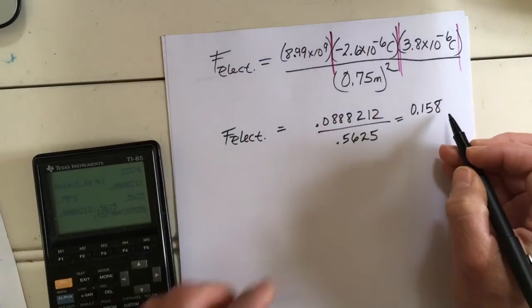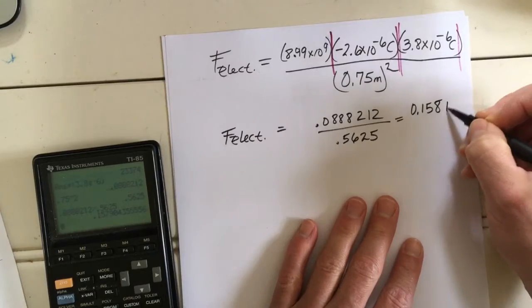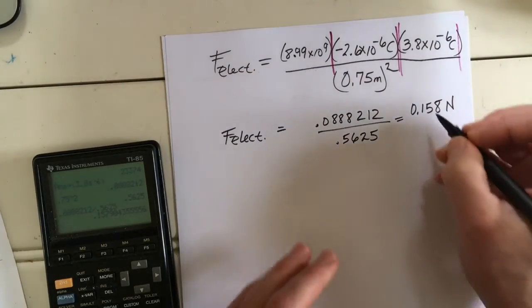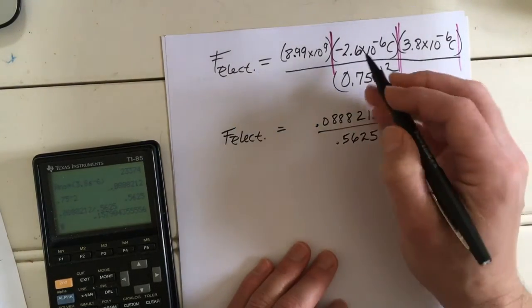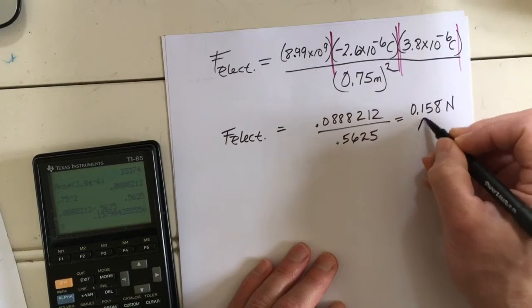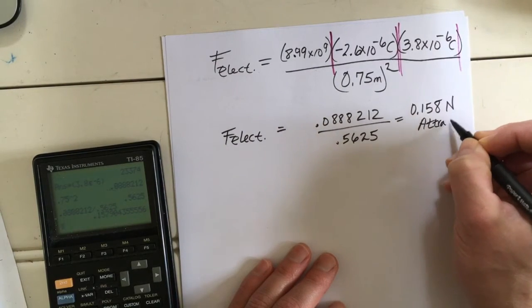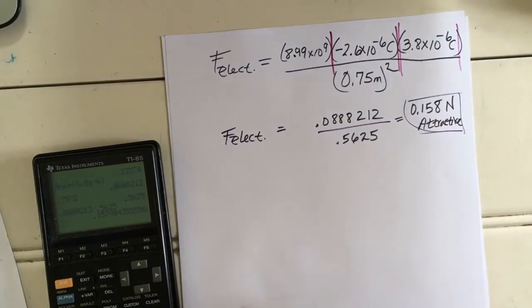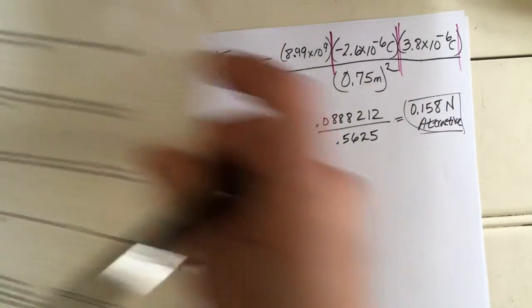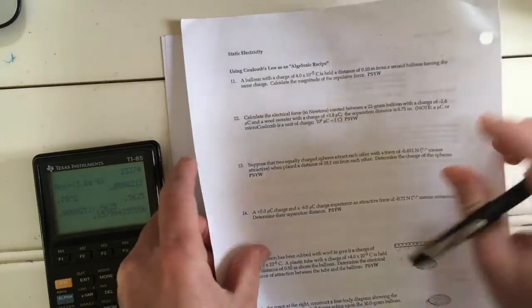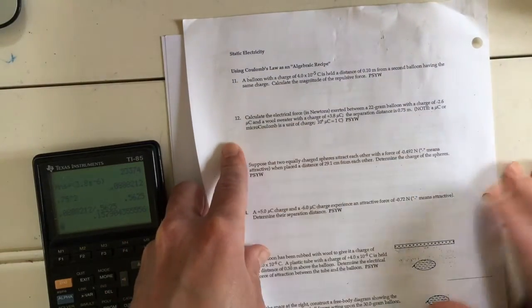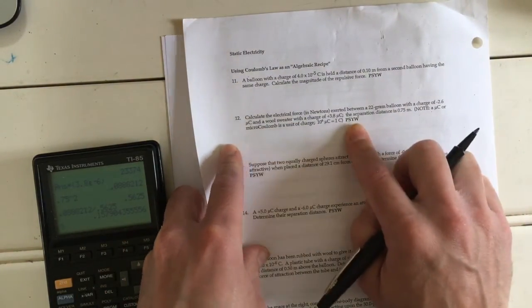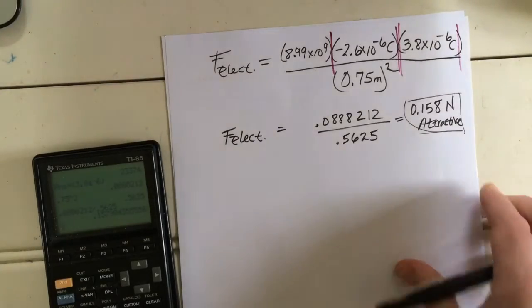And units here, this is a force, so units here should be newtons. And we would say, since this is a negative and a positive, it would be attractive. All right, I think that was all the question was asking. Calculate the electric force in newtons. Yeah, so PSYW, please show your work. Okay, all right, let's move on.